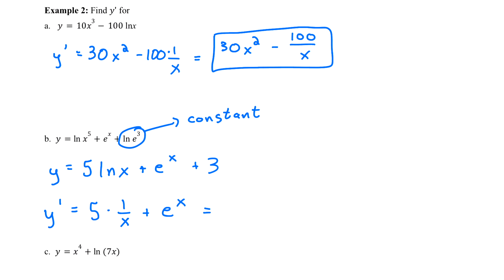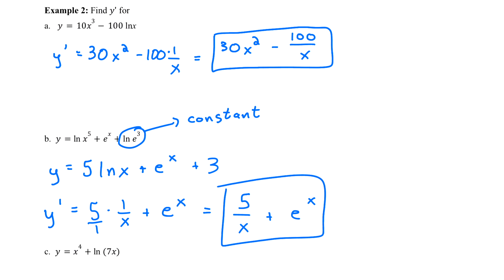So again, let's just clean this up, make it look a little bit nicer. 5 times 1 over x. This is really 5 over 1 times 1 over x. So if I multiply my numerators together, 5 times 1, I get 5. Denominators, 1 times x, I get x. 5 over x, and then plus e to the x. There is my derivative. So we will need to just keep an eye out for what's inside of that natural log function, and remember that we have those log properties to simplify what's inside of a logarithm.